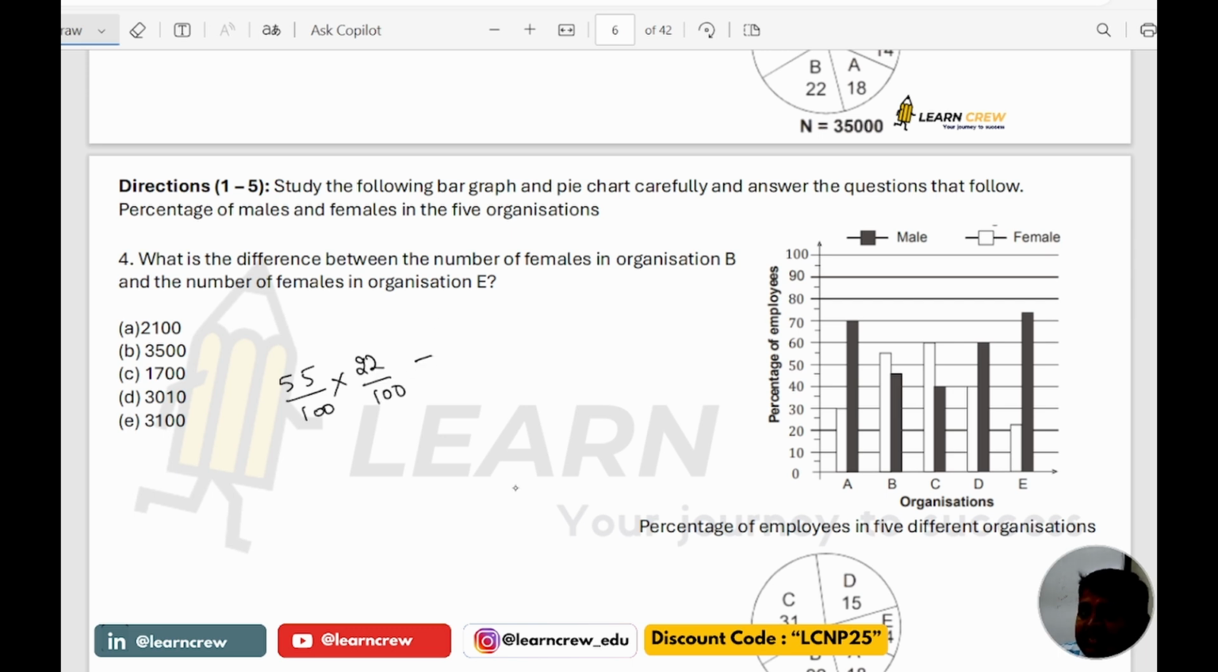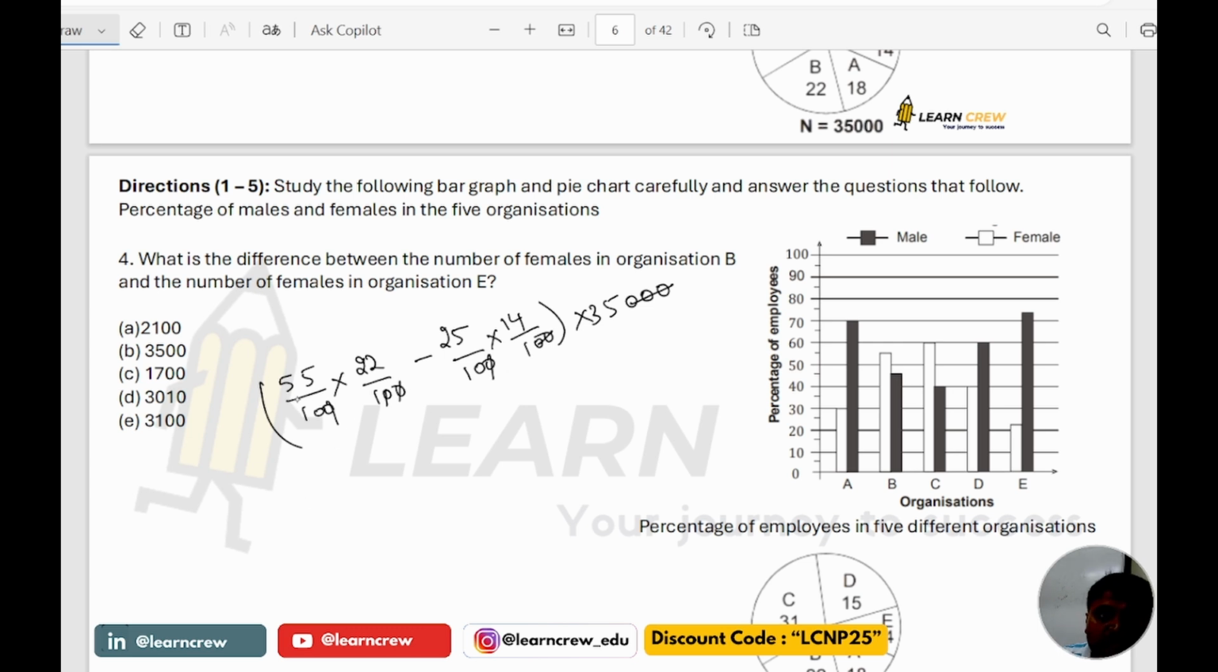Okay, and E females are how many? 25% of E's total population is 14% of 35,000. So what can I do now? Same, 3 zeros cancel.